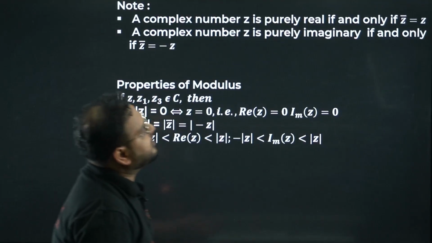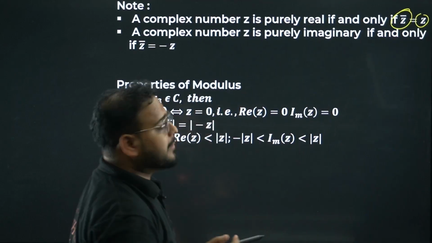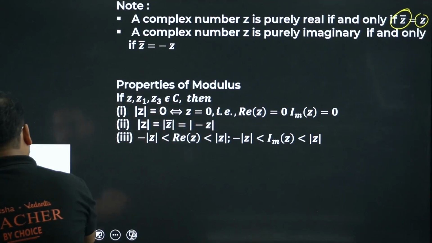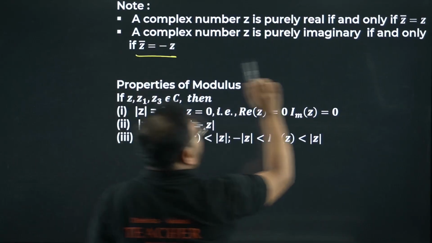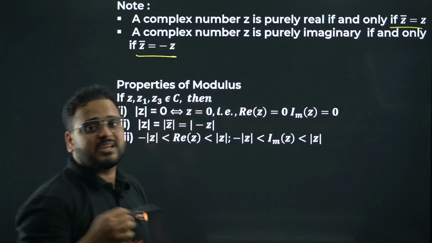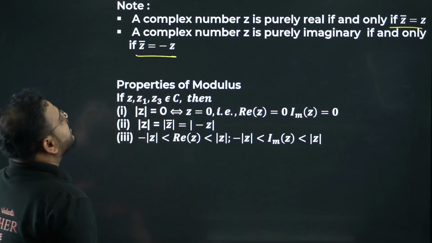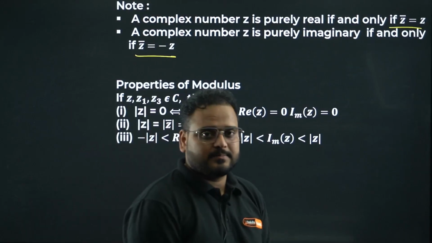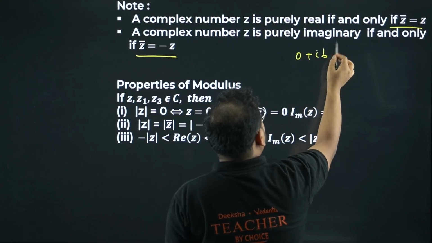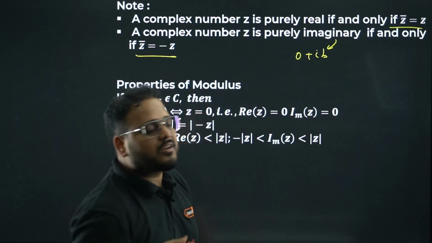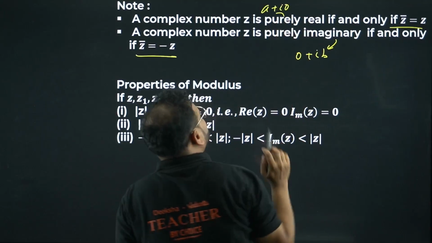All right, a few notes. A complex number z is purely real if, of course, this condition is true. Remember this, very, very useful. All right, what next we have? A complex number is purely imaginary if this case holds. Both the cases are extremely useful. Please remember. Conjugate is same as the complex number, or conjugate is negative of the complex number. It means it's going to be purely real and purely imaginary respectively. What's the meaning of purely imaginary, sir? It means 0 plus ib. This is the purely imaginary. What is the purely real, sir? a plus i0. That's the meaning of purely real.